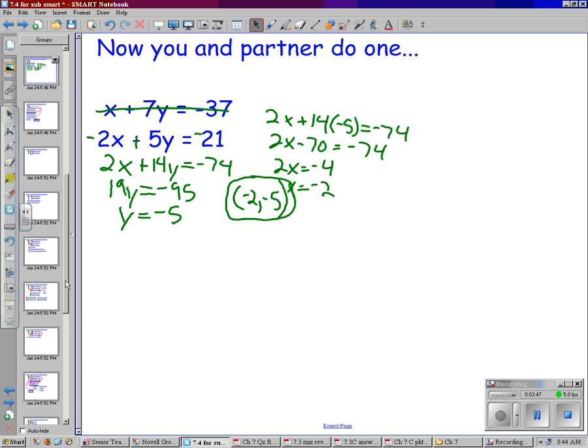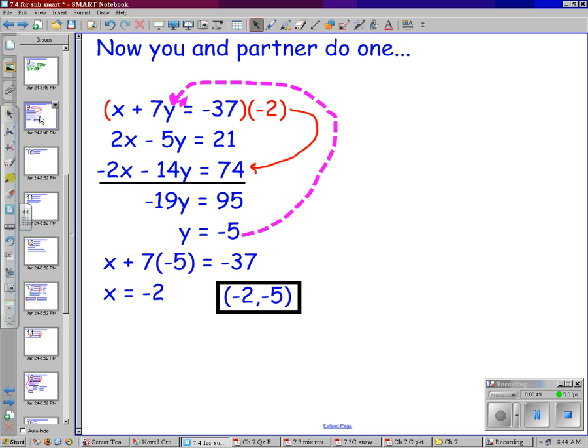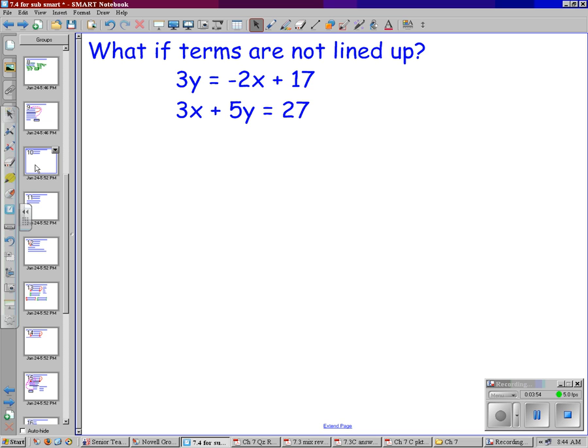I showed my work here and coming back up with it. We'll go on to the next one. What if the terms are not lined up?